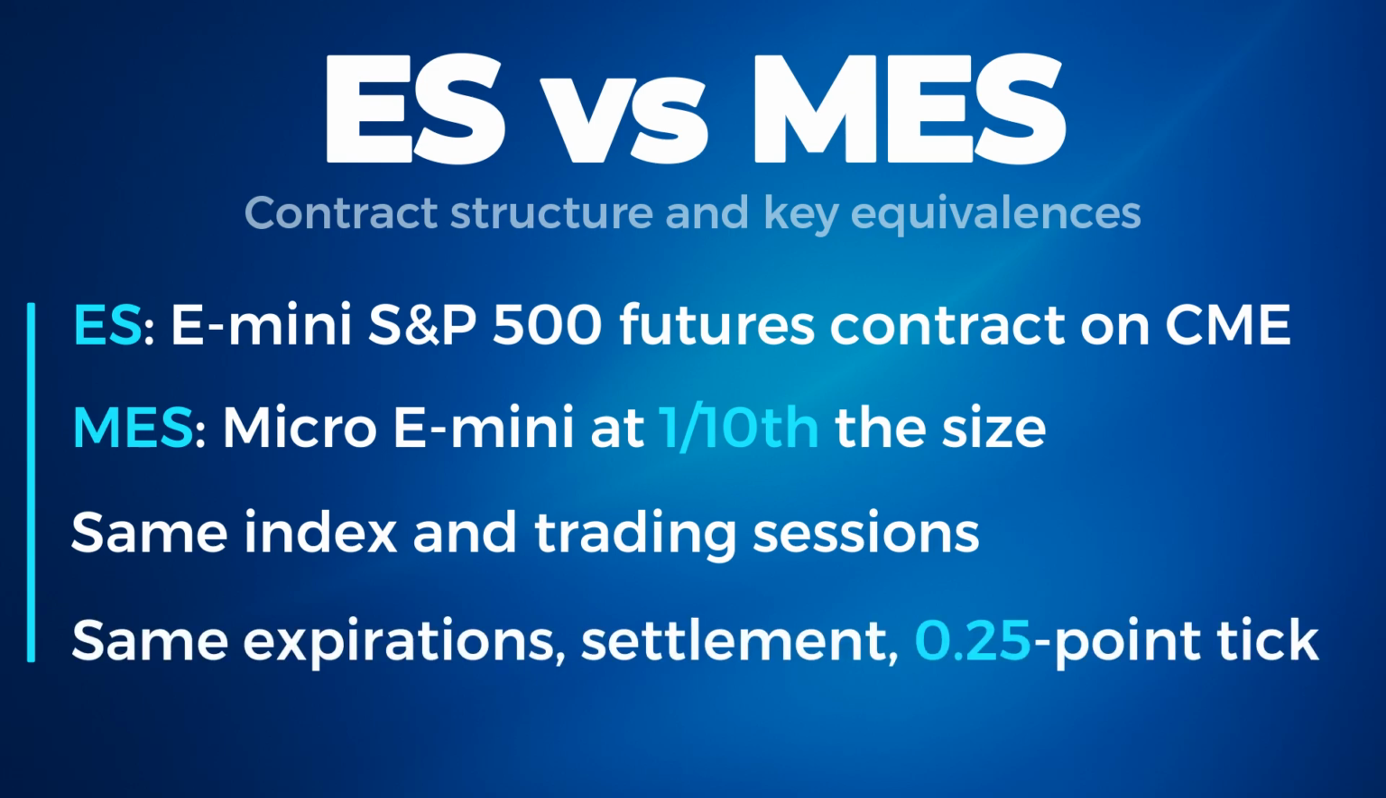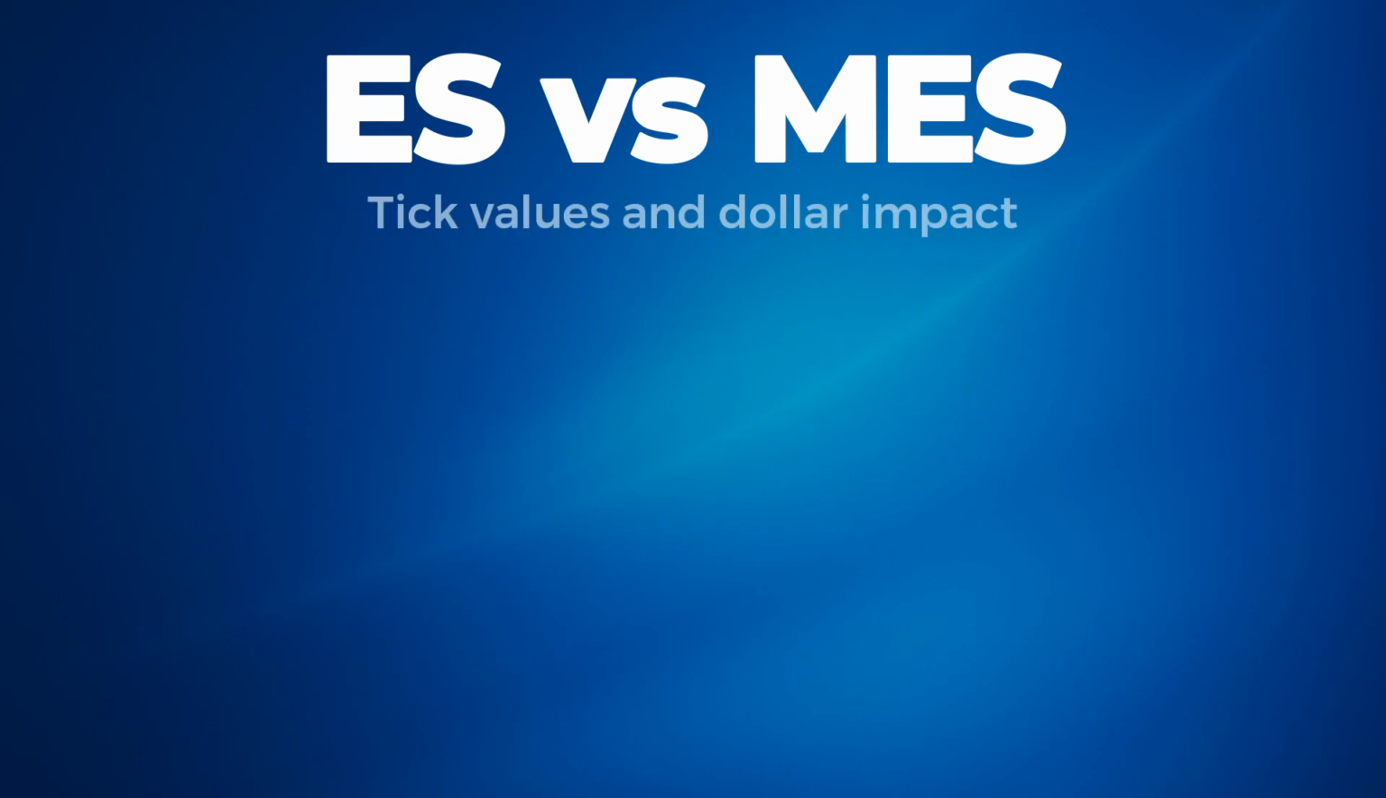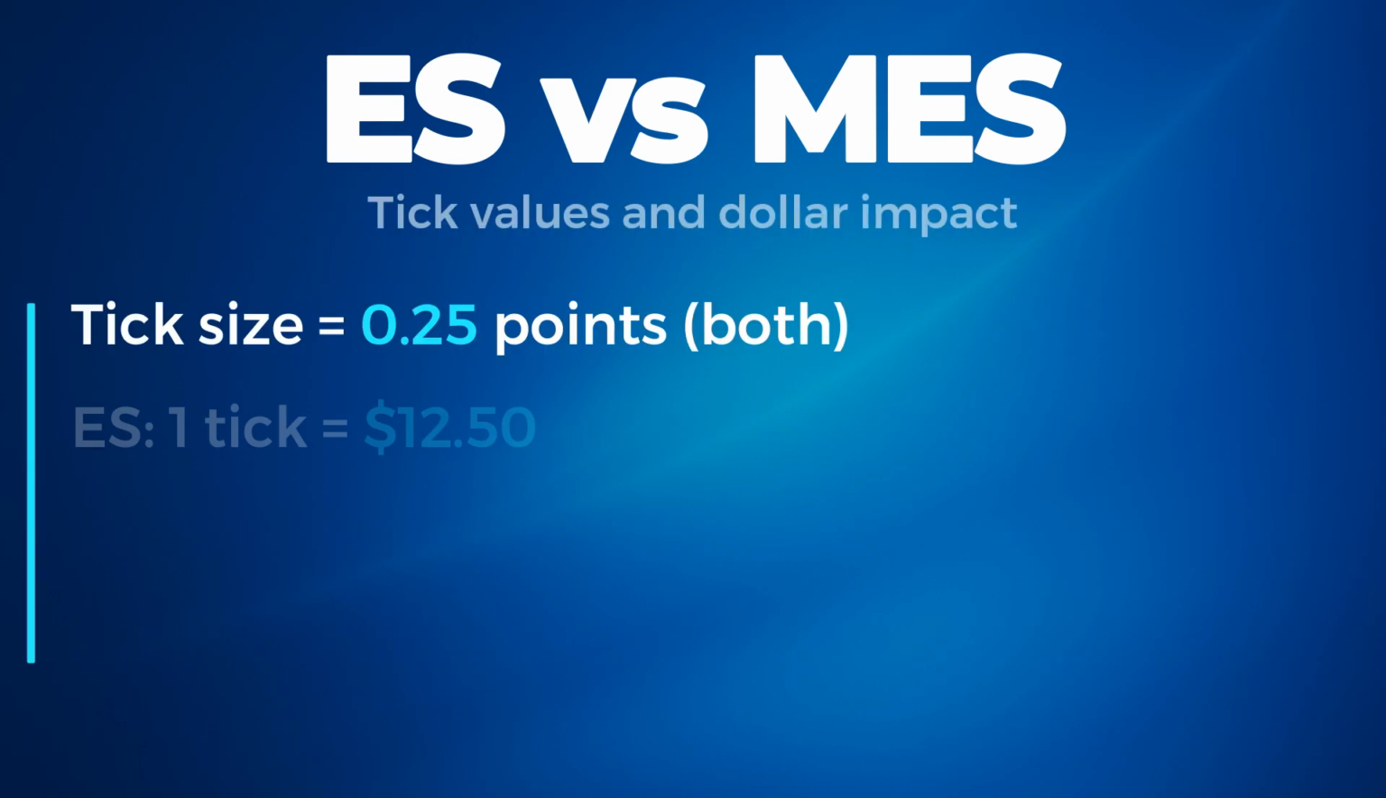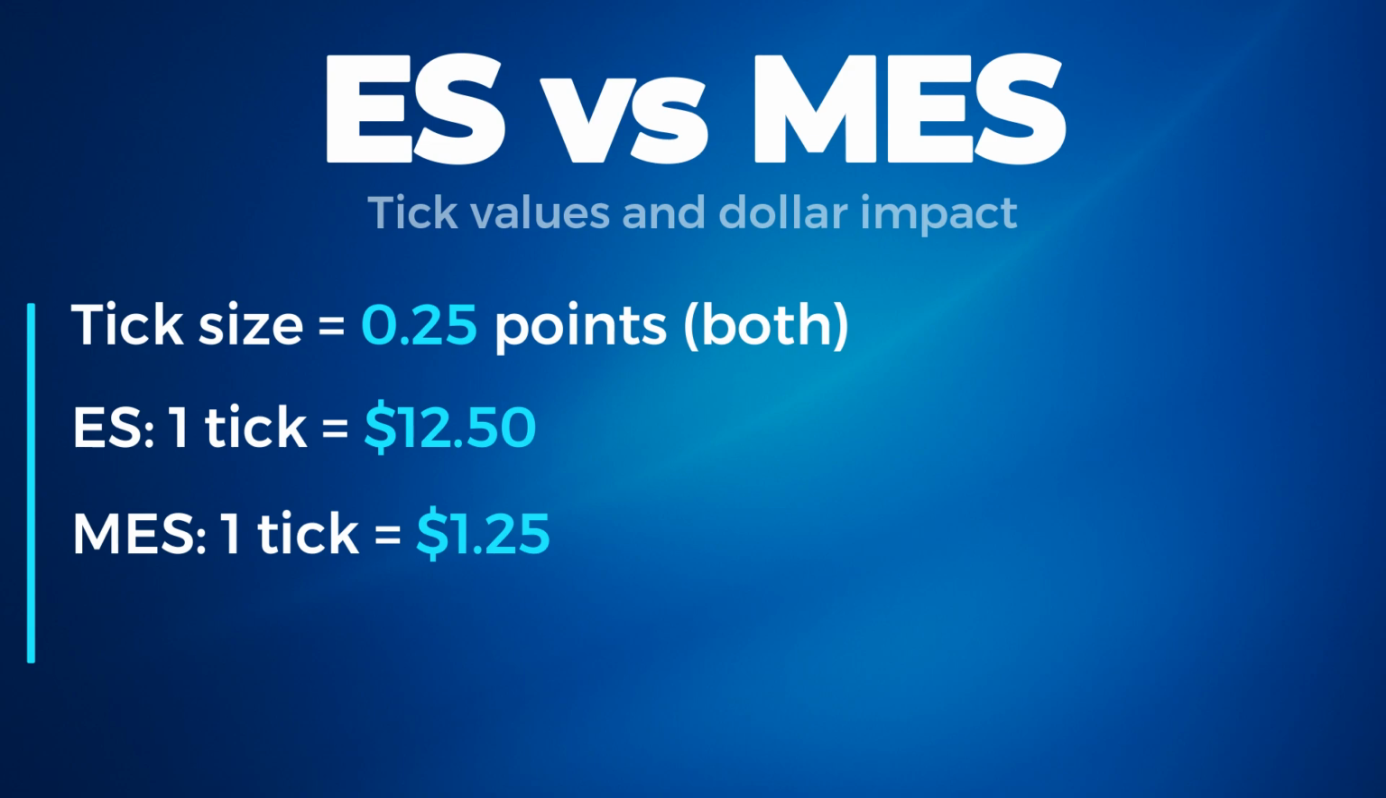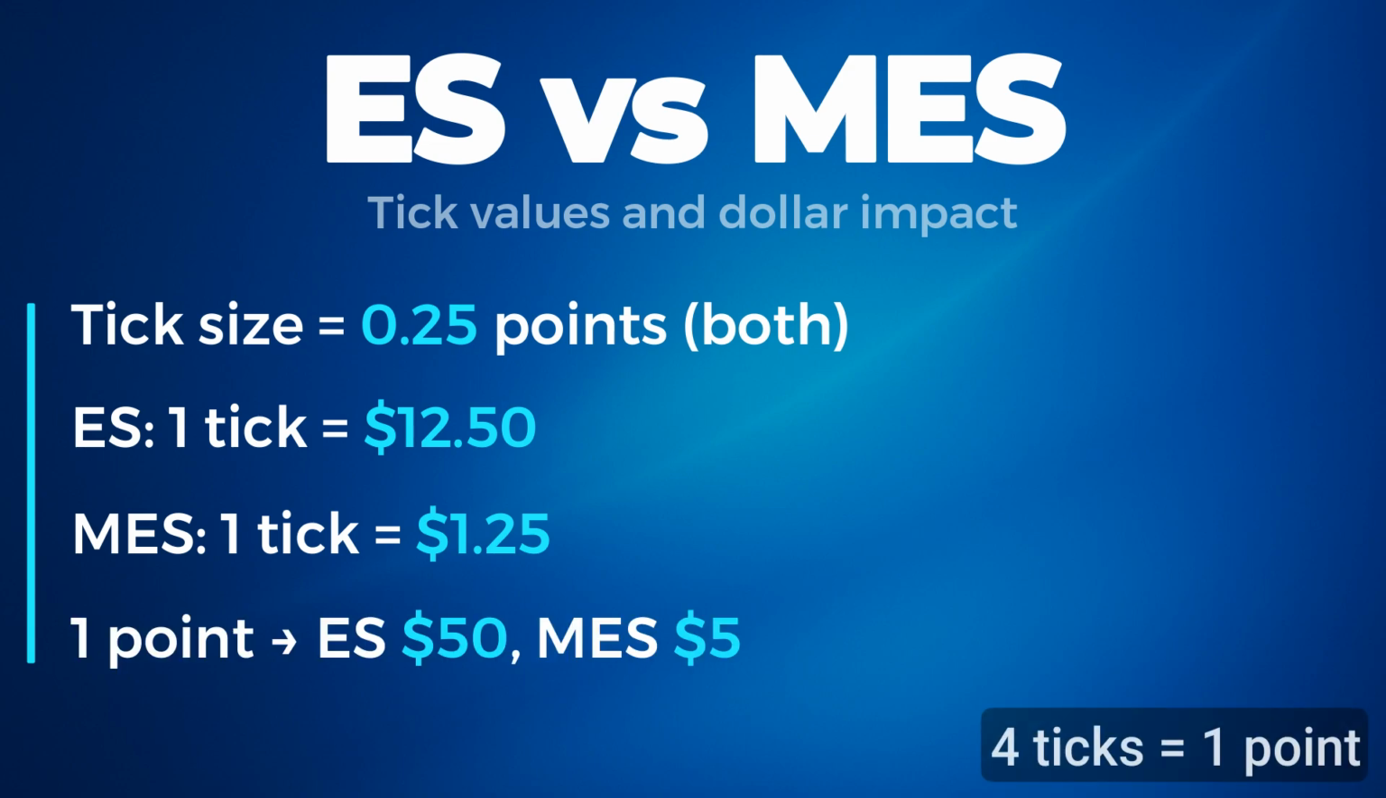Both move in 0.25 point increments. The difference is what the quarter point represents in dollars. On ES, one tick is $12.50. On MES, one tick is $1.25. 4 ticks make 1 point. ES is $50, MES is $5. So if the S&P moves 10 points, ES gains or loses $500 per contract. MES gains or loses $50. Mechanically identical, economically asymmetric, and that asymmetry determines everything that follows.